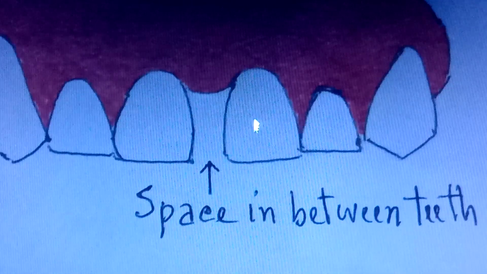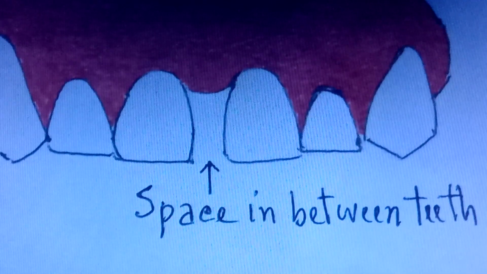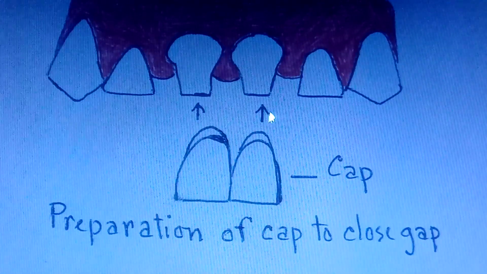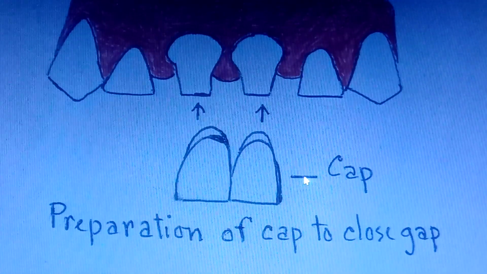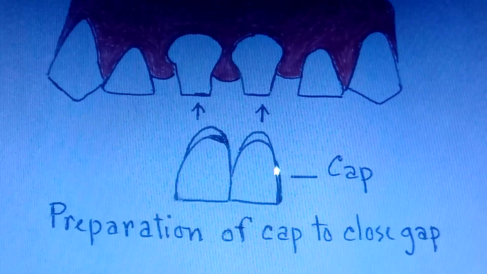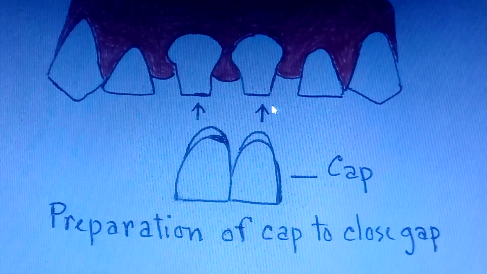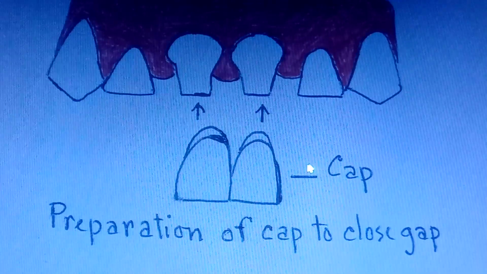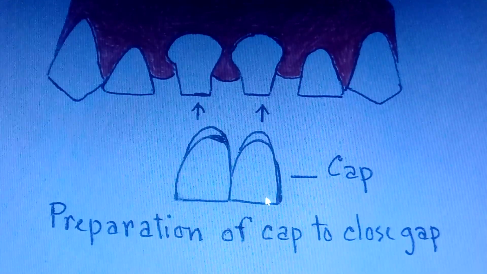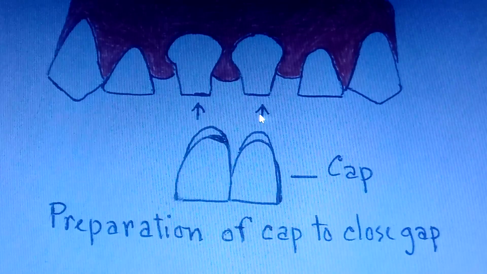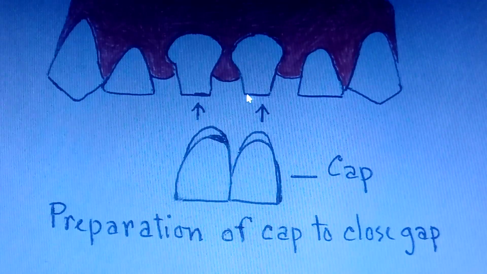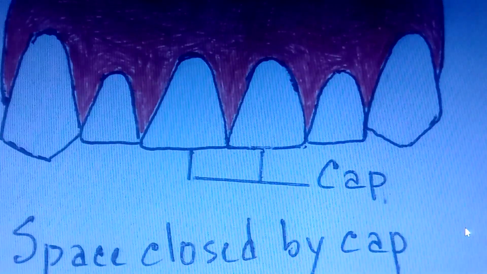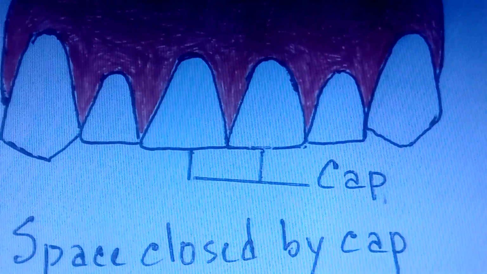We can prepare the teeth adjacent to the spacing to be filled by cap. That is, we can prepare the adjacent teeth by root canal treatment and cap cut, then take an impression including the spacing, and then insert the cap and close the gap.